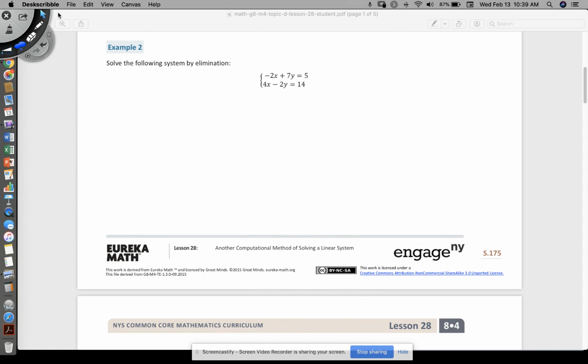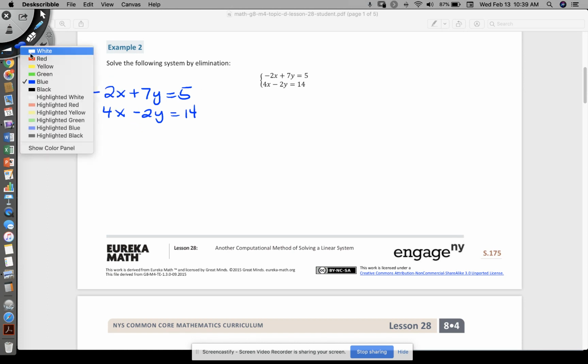Next one, we have two different equations, and as you can see, there really isn't one right away that stands out that we can eliminate. So you have to make it where you can eliminate one of the variables. So let's rewrite the problem. All right, I see that if I were to multiply this by a 2, I'd get a negative 4x. Then I could cancel my x's. So if I'm going to multiply this by a 2, I have to multiply the entire equation by a 2.